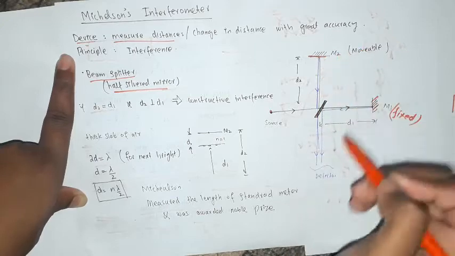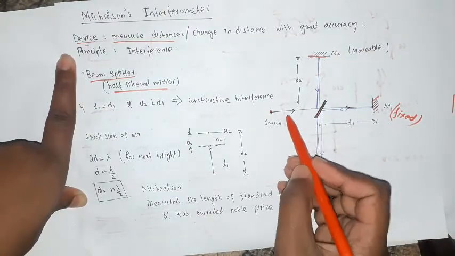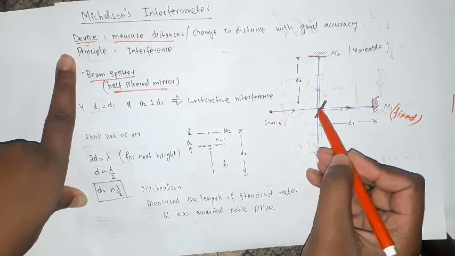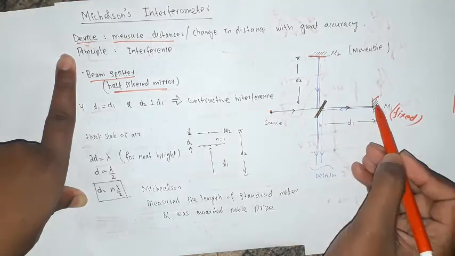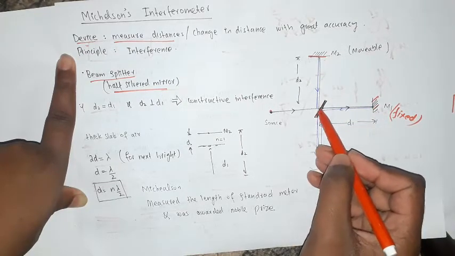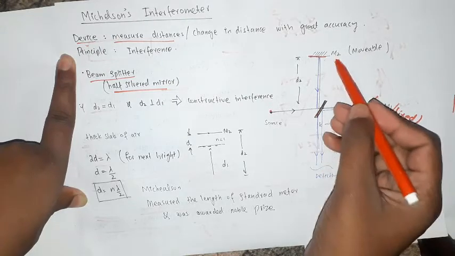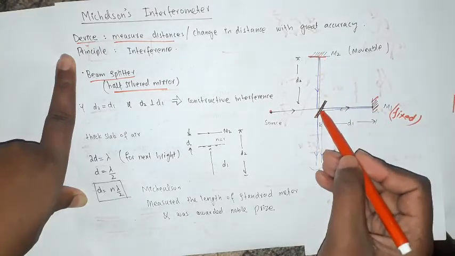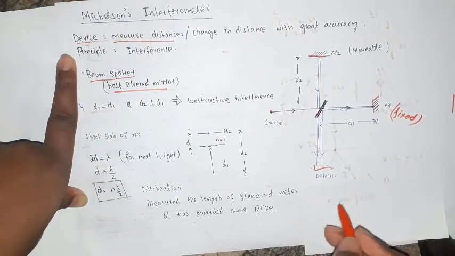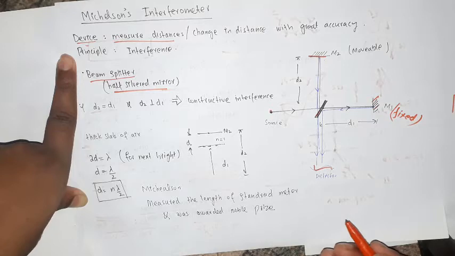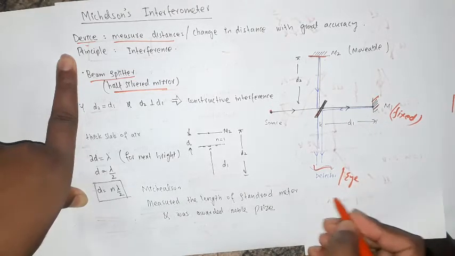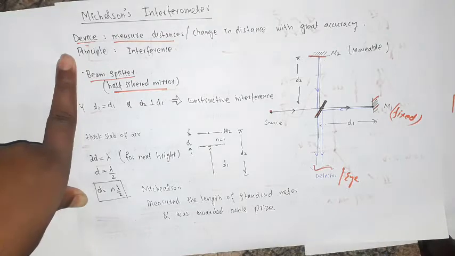while this M2 is movable. So that is basically the principle: light comes from a single source, and then part of it is reflected and part of it is transmitted. From mirrors M1 and M2 the light will come back, and the light from M1 will be reflected in this direction, and from M2 the light will be transmitted in this direction. Here they will interact with each other, maybe constructively or destructively interfere, and on the screen or IR detector, we will have the fringes.